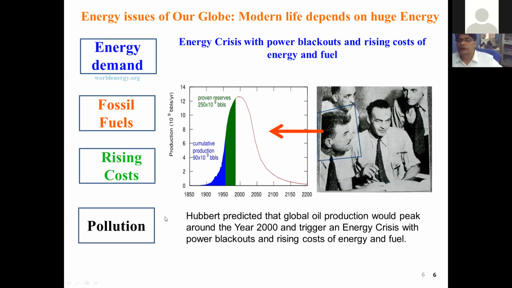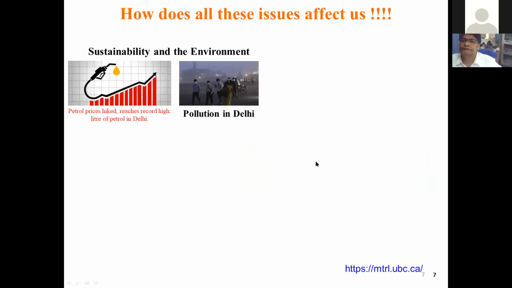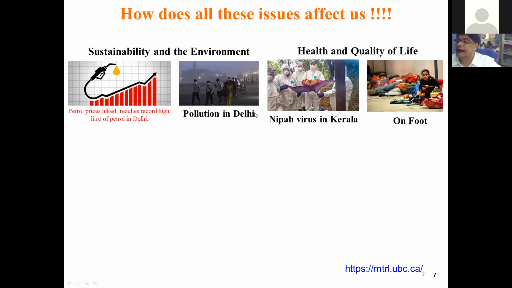But the problem with fossil fuel is that even if you use it, it's a source of pollution. So you can see here air pollution from the coal burning industry, that is one thing. Then how these pollutions or these issues such as rising cost affect us: suppose there is a petrol price hike, and this is an Indian example, a record high price per liter of petrol in Delhi. Then you have the pollution in the Indian capital Delhi.